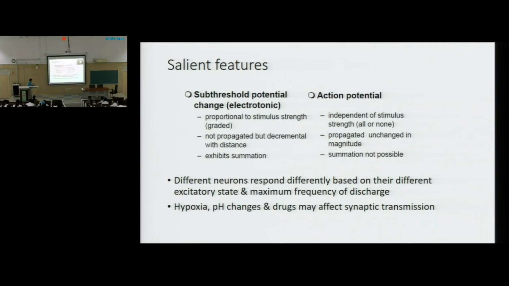Clear? But different neurons can respond differently based on their different excitatory state and maximum frequency of discharge. That's why various kinds of modulations are possible in the central nervous system. Hypoxia, pH changes and drugs may affect synaptic transmission.